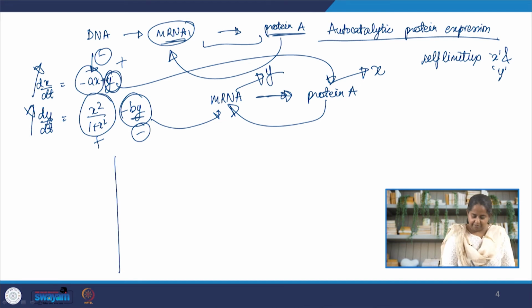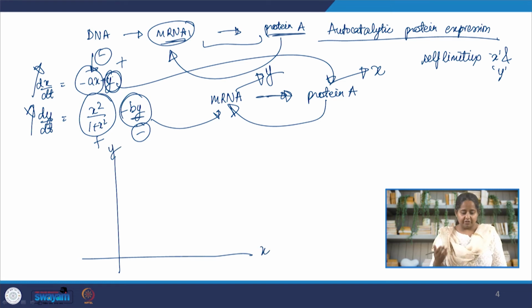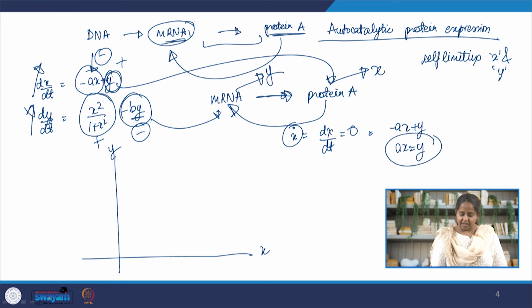Now if you remember, here is x and here is y. Let's draw the x nullcline first, and the x nullcline is when dx/dt, or x dot, however we put it, becomes 0. So it is the curve given by minus ax plus y. So basically ax is equal to y. So it's given by the line y is equal to ax, and the line passes through the center. So this is our x nullcline.